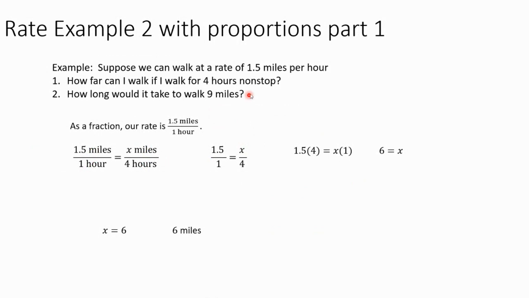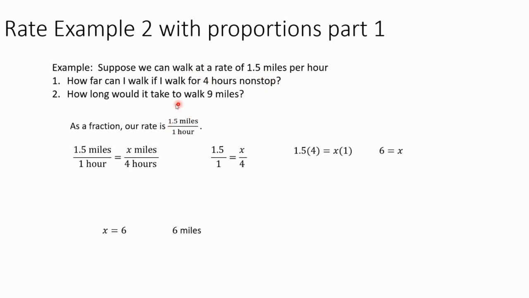All right, so for this one, again, with walking at 1.5 miles per hour, we want to know how far we can walk if we walk for 4 hours nonstop. Well, it's the same problem from before. One rate we have from the given information is that we can walk at a rate of 1.5 miles per hour.